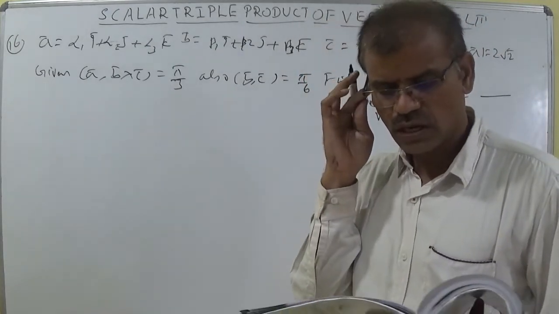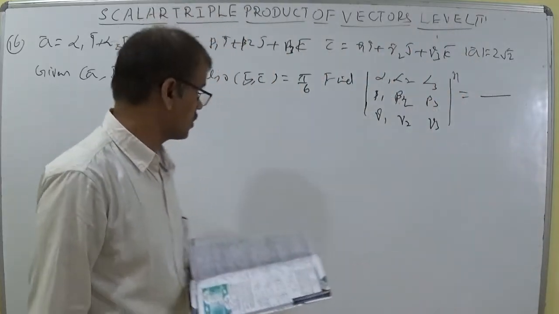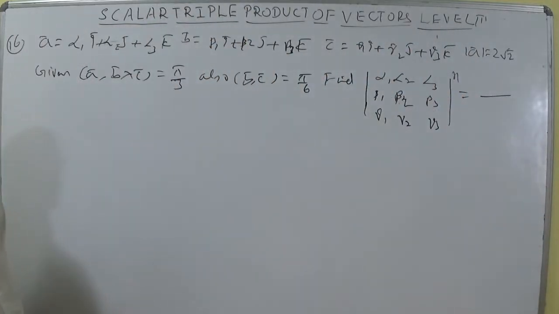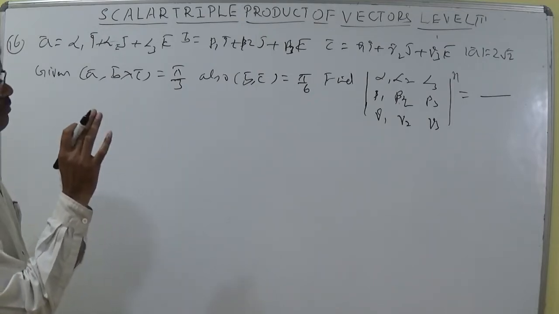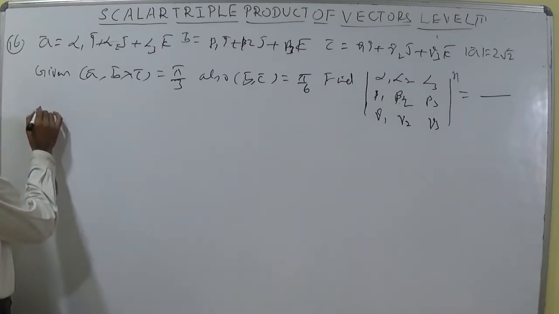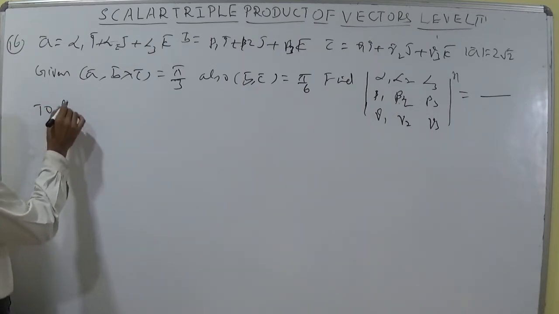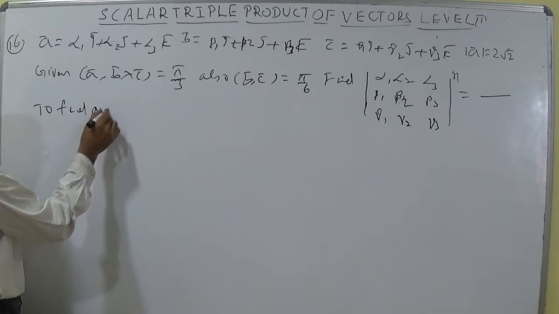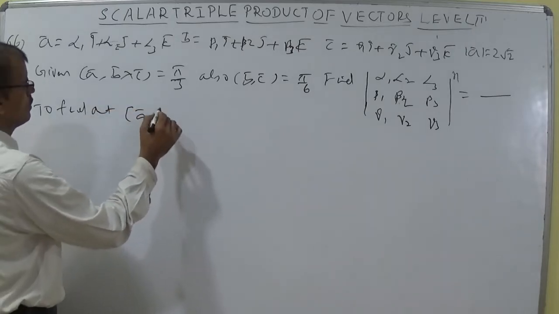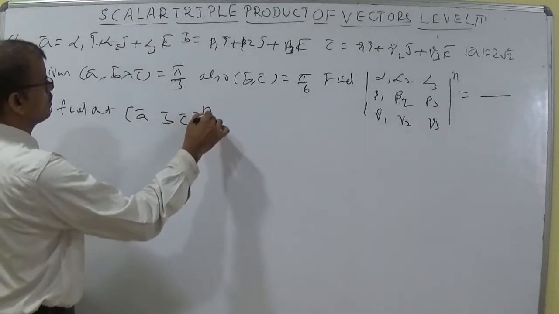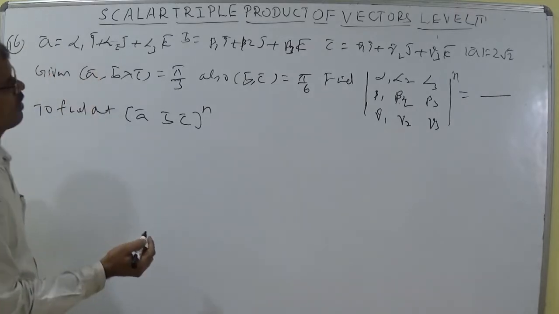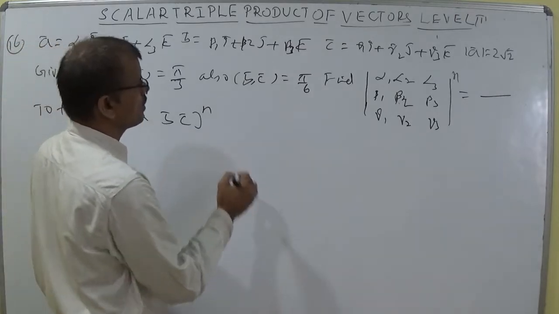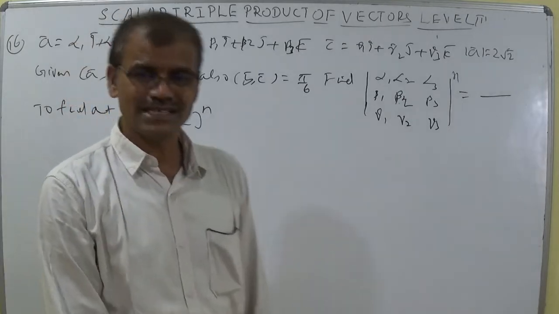We can take n as 2, otherwise we can also do it directly. Then what is the value of the determinant of alpha 1, alpha 2, alpha 3, beta 1, beta 2, beta 3, gamma 1, gamma 2, gamma 3? Meaning, we should calculate the value of box ABC whole power n. So what is the value of box ABC whole power n? Box ABC is nothing but a scalar.